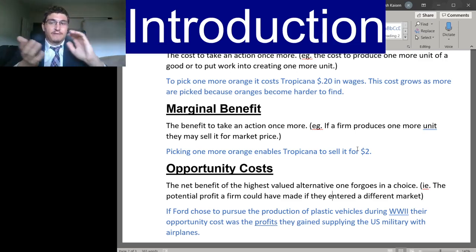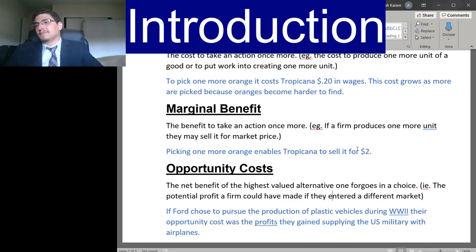Now, they weighed their costs and benefits there. They said, okay, if we chose to produce plastic vehicles during World War II instead of supplying the U.S. military with planes, then our opportunity cost would have been the profits that we gave up by choosing not to supply the U.S. military with planes. Now, I don't know if you guys are aware of this, but the U.S. military pays a lot of money. They really flush the pockets of individuals they do business with, somewhat famously. So these opportunity costs were really high for Ford, and they chose absolutely not to do it.